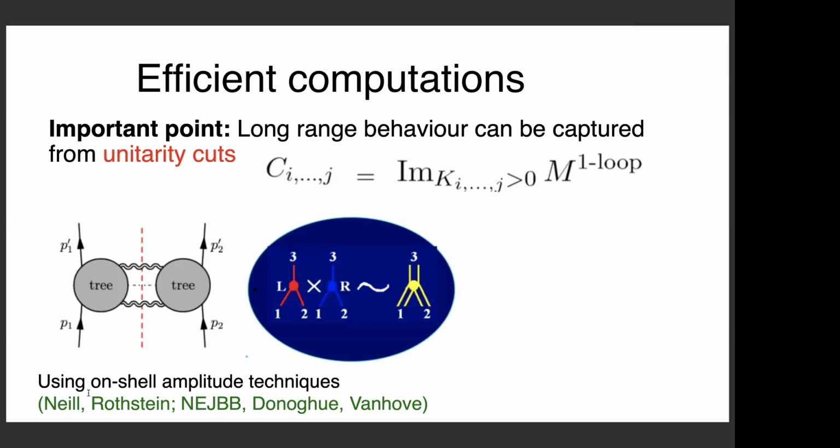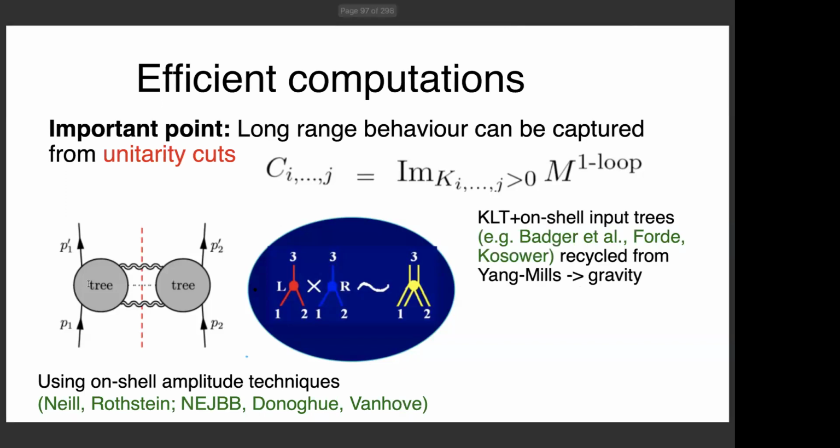So this was pioneered in various papers. There's an early paper by Neill and Rothstein, but also a paper by myself and Donoghue and Vanhove, where we pioneered the one loop computation of this in a modern context.